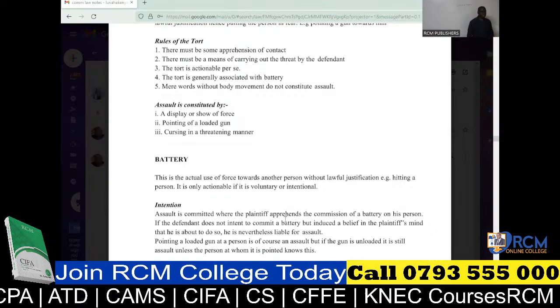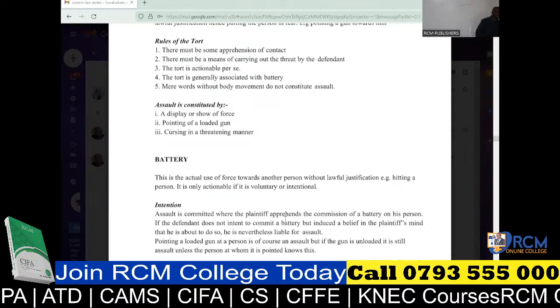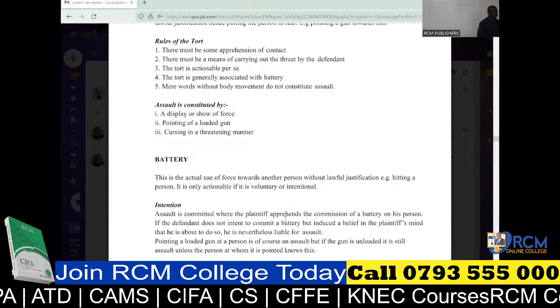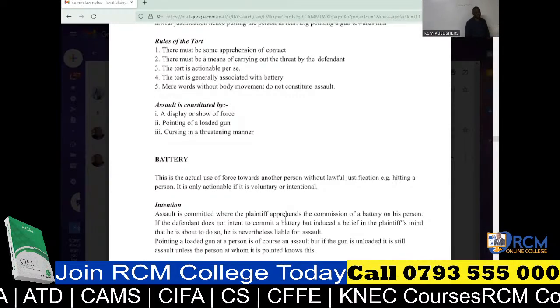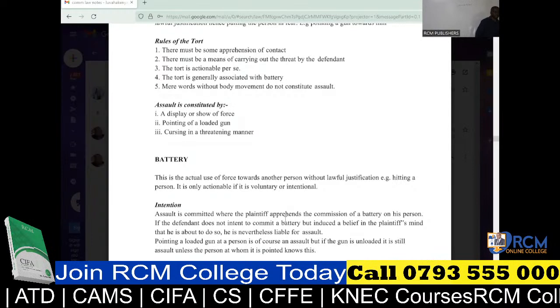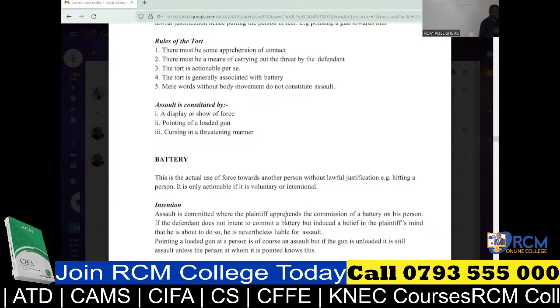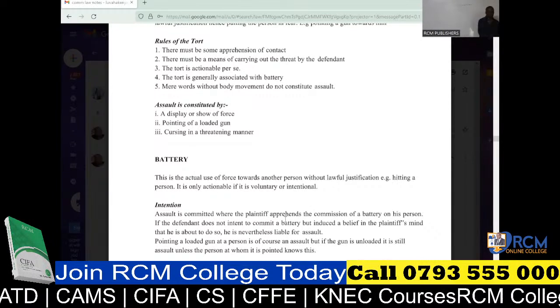Pointing a loaded gun at a person is of course assault, but if the gun is unloaded, it is still assault unless the person at whom it is pointed knows this. So we are saying there should be some form of apprehension.